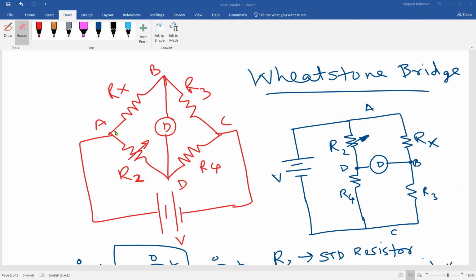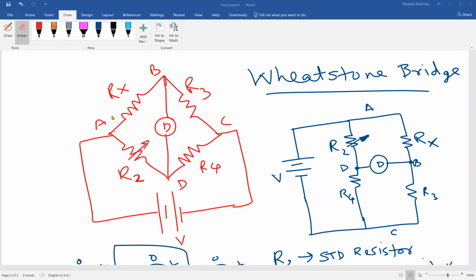Wheatstone bridge basically consists of a 4-arm bridge. The nominal, conventional type of connection is like this: there are 4 arms here, and for our convenience, we are marking them as A, B, C, D. Each arm consists of one particular resistor.